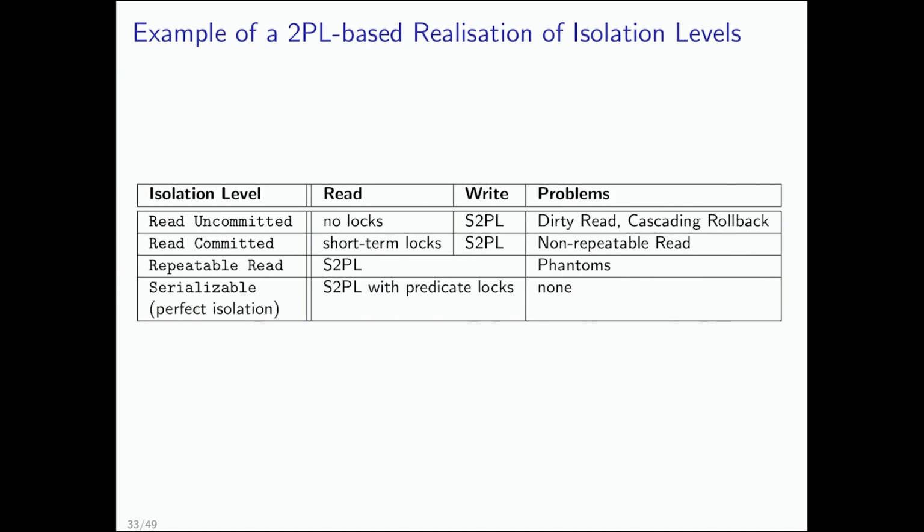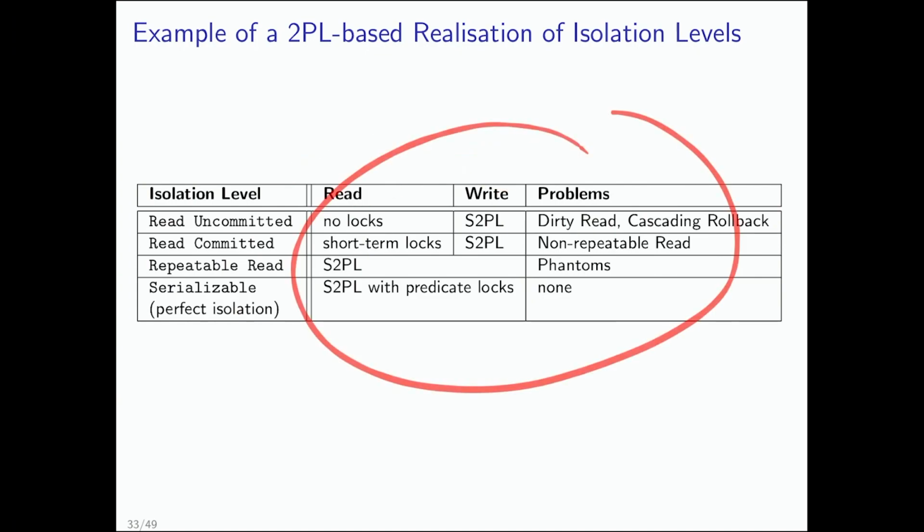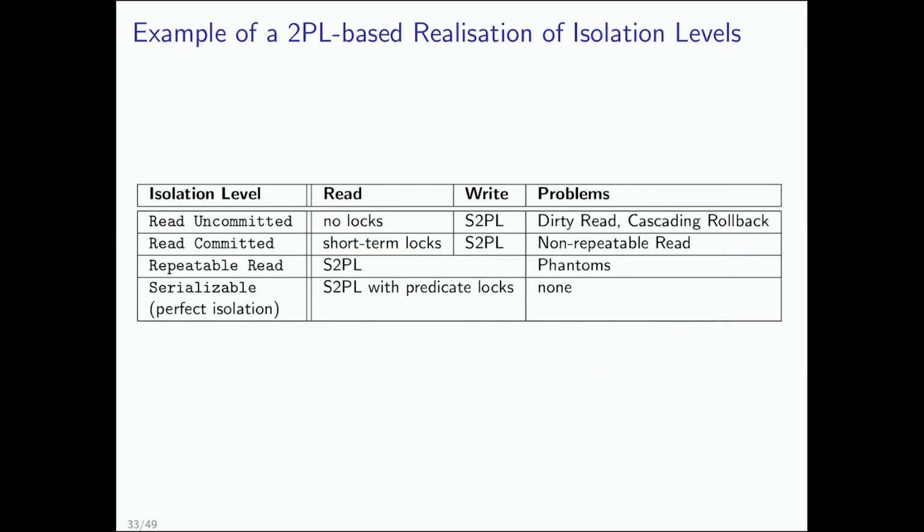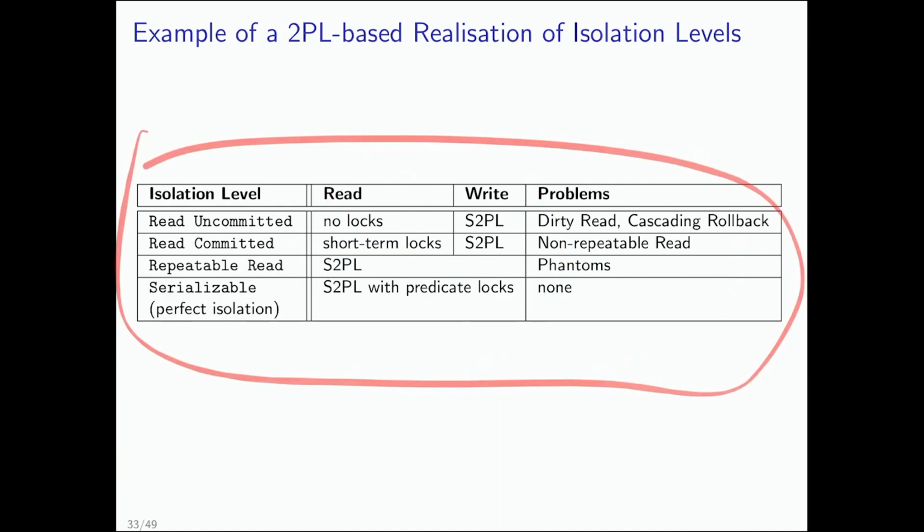And to make it more complex, you will see that different database systems offer isolation levels that may have the same names, but may avoid a different set of problems. In particular, when you want to read about Postgres, you will see that this looks completely different. The reason is that Postgres uses a different concurrency control algorithm. So you have to be careful.